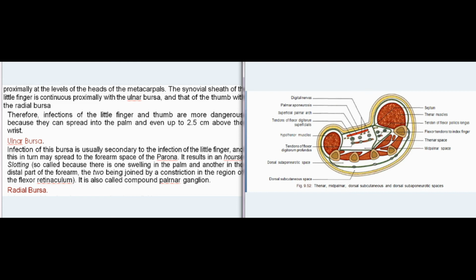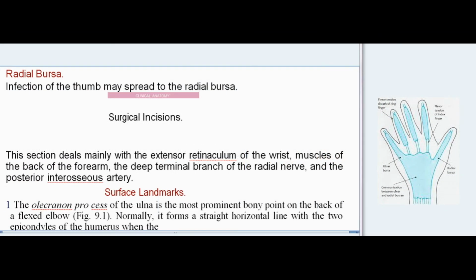Ulnar bursa. Infection of this bursa is usually secondary to the infection of the little finger, and this in turn may spread to the forearm space of Parona. It results in a horseshoe abscess, so called because there is one swelling in the palm and another in the distal part of the forearm, the two being joined by a constriction in the region of the flexor retinaculum. It is also called compound palmar ganglion. Radial bursa. Infection of the thumb may spread to the radial bursa.